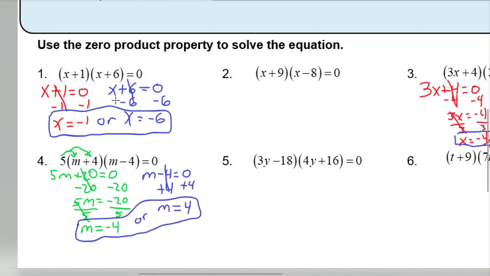So all you do is you take the binomials and you split them apart, and you set them equal to 0, and then you solve for x, or in this case down here, m. You solve for the variable that's attached with it.